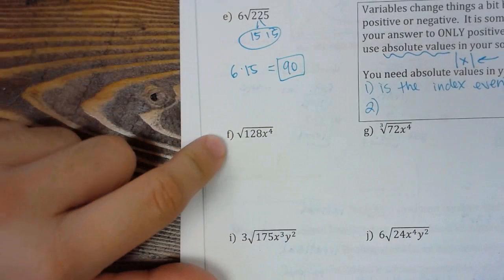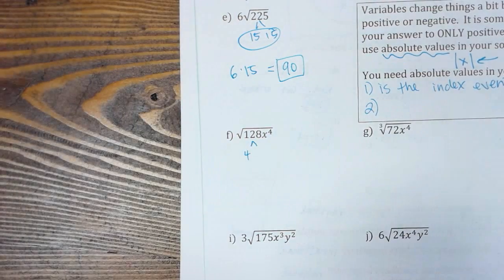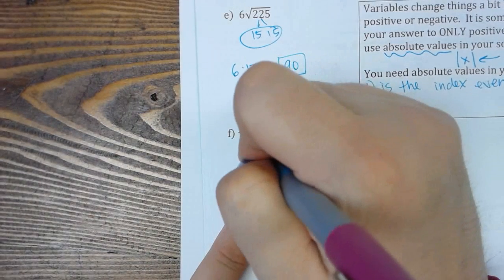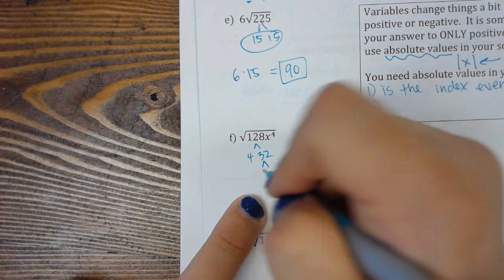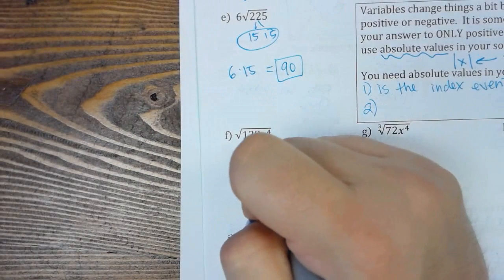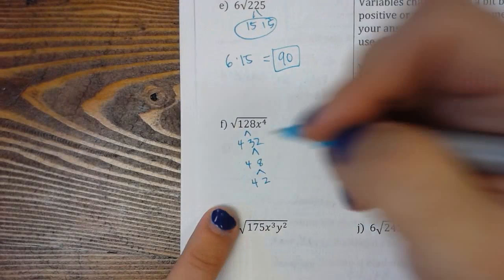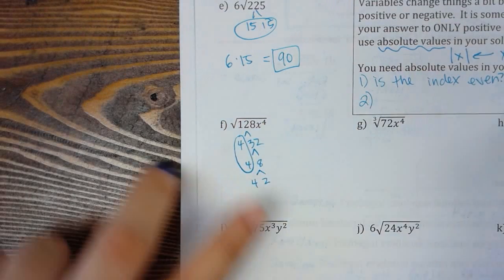Let's hurry and break up this right here, the 128x to the 4th. Here's what we do. Excuse me, 128 is 4 times 32. 32 is 4 times 8. 8 is 4 and 2. Now if we're looking at this, I've got a group of 2's. Let's keep breaking, or a group of 4's, sorry.